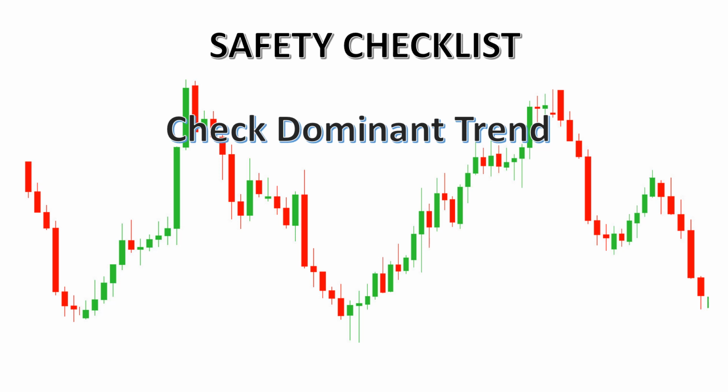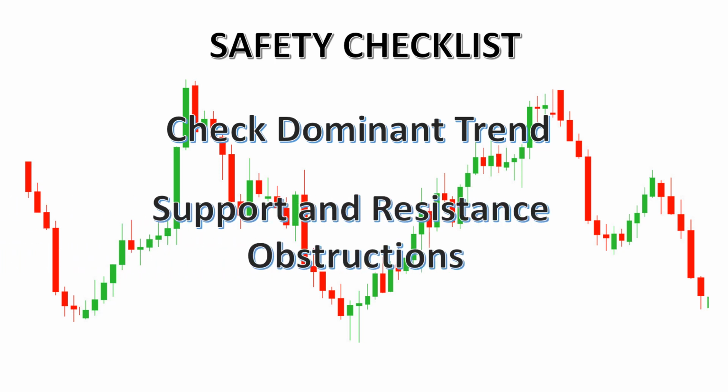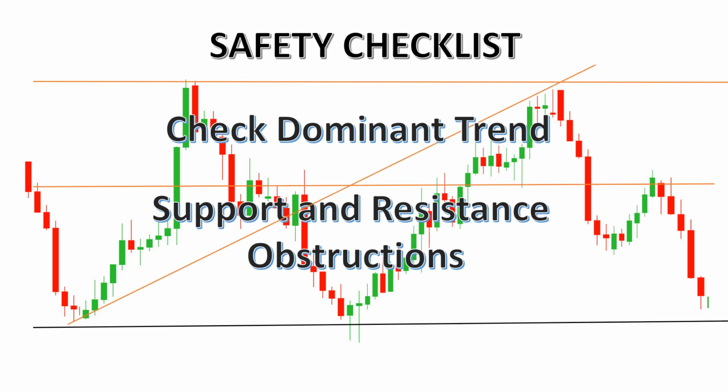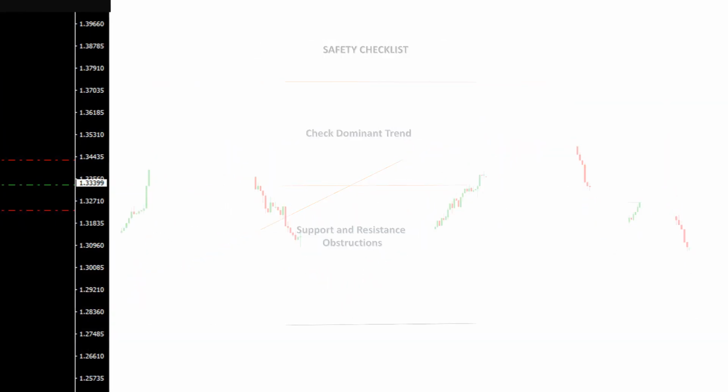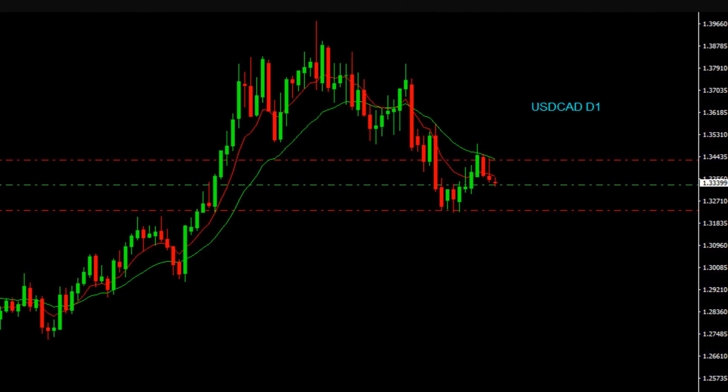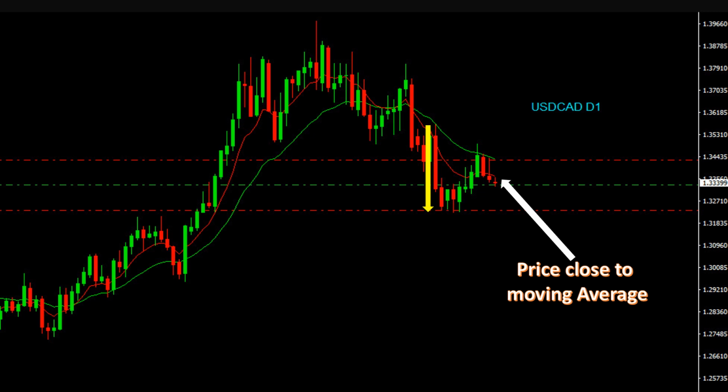2. Support and resistance obstructions. Avoid trading into support or resistance. This could be horizontal levels or inclined levels, as in trend lines or channels. Also, 3. Enter when the price is close to the exponential moving average. Avoid entering when there is a gap between the price and the exponential moving average. Because the rubber band has been stretched here, the price is likely to bounce back before continuing with the trend.